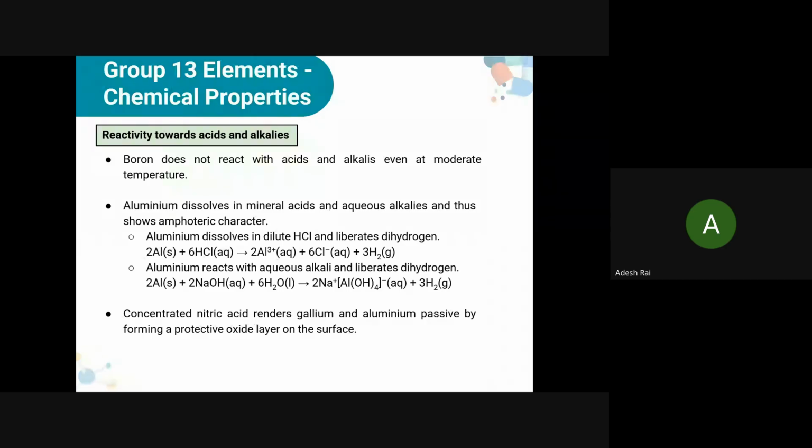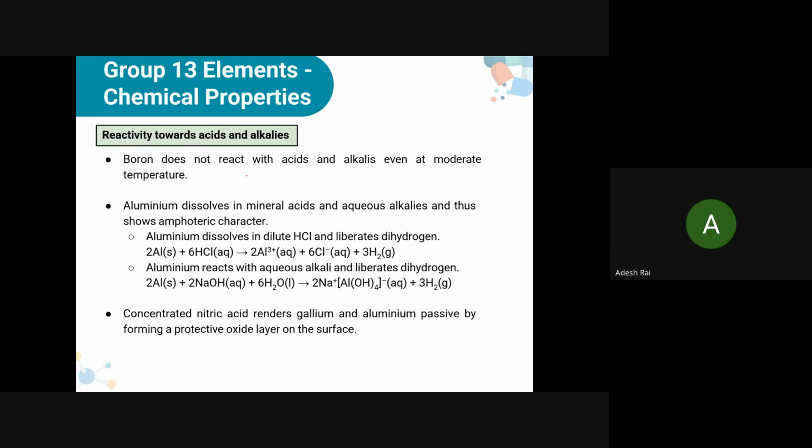Now, reactivity towards acids and alkalis. See, boron does not react with acid and alkali, even at moderate temperature. Alkali means base. Is that clear? But I'd like to add one thing. Boron reacts, okay. What you can add for boron is that boron does not react with oxidizing acids.